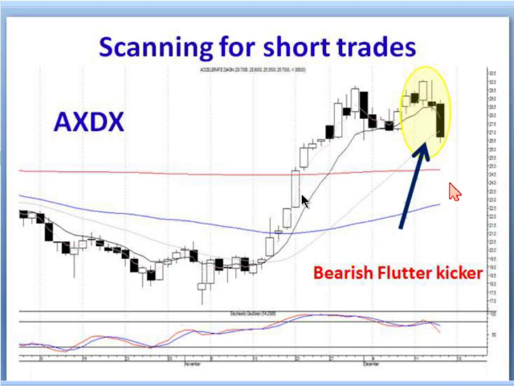A bearish flutter kicker signal, very easy to recognize. A bullish candle closes up here. The next day they gap it down, do a doji, and then our simple doji rule says the price is usually going to move in the direction how they open after a doji, which means they're going in this direction. That's, if you took out the little flutter, you got a kicker signal, one of your strongest signals.